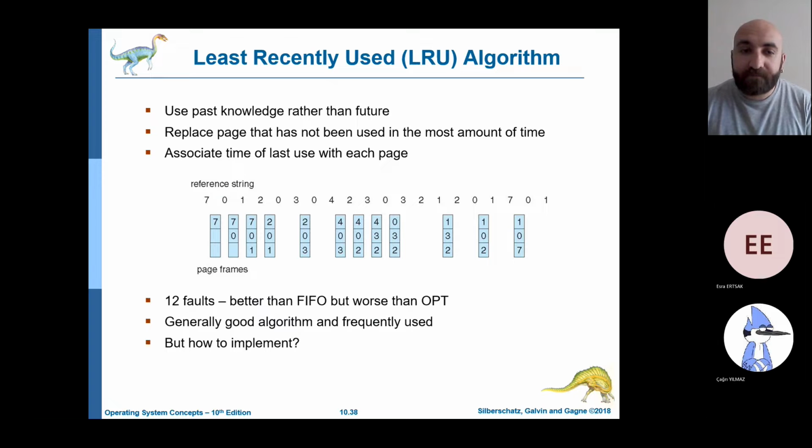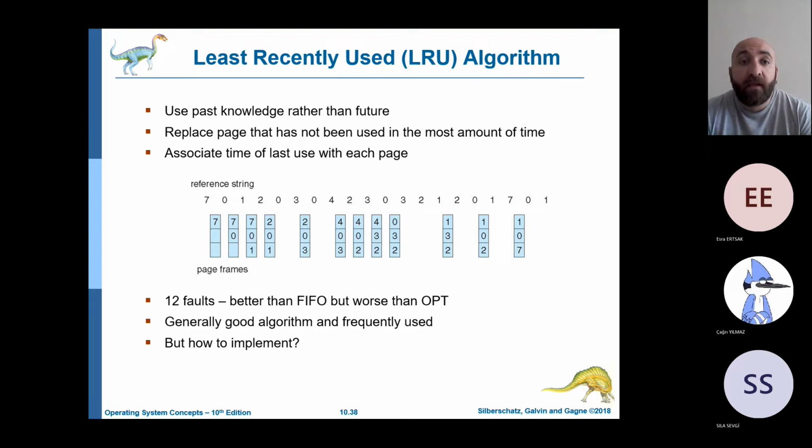But if the optimal algorithm is not feasible, perhaps an approximation of the optimal algorithm is possible. The key distinction between the first in first out and optimal algorithms, other than looking backward versus forward in time, is that the first in first out algorithm uses the time when a page was brought into memory, whereas the optimal algorithm uses the time when a page is to be used.